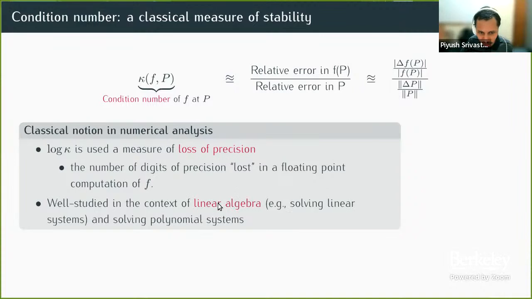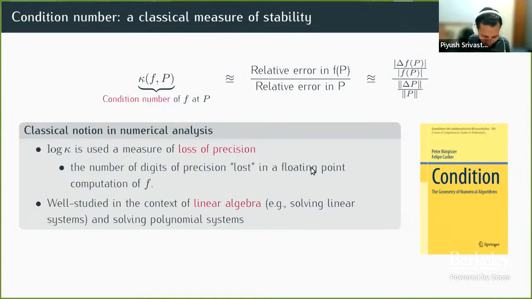In fact, it is so well studied in that context that often when people say condition number, what they actually mean is the condition number of solving a linear system. You might have seen that as the ratio of the top and the bottom singular values. That definition of the ratio of singular values comes from this more first-principles definition, and it happens to be that in the case of solving linear systems. It's a very rich theory. A lot of numerical algorithms and their performance can be studied in this context. There's a very nice book with a somewhat philosophical title by Bridges and Kicker.